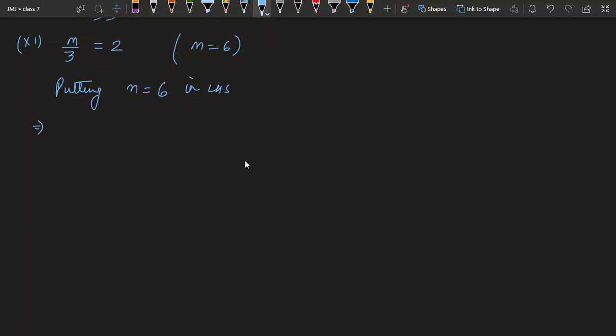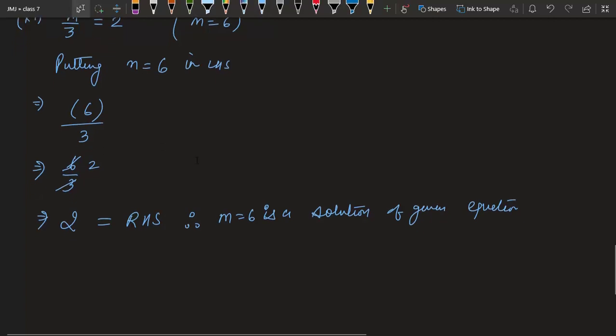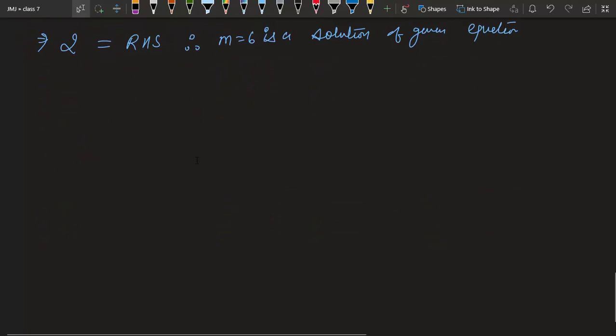What will we get? Putting in bracket first, bracket 6 upon 3. So if you solve this, bracket open, 6 we have got, 3 2s are 6, so answer is 2, which is our right hand side. Therefore m is equal to 6 is a solution of given equation. You are free to watch the concepts which I have taught in online classes, so that will help you a lot in understanding these questions.